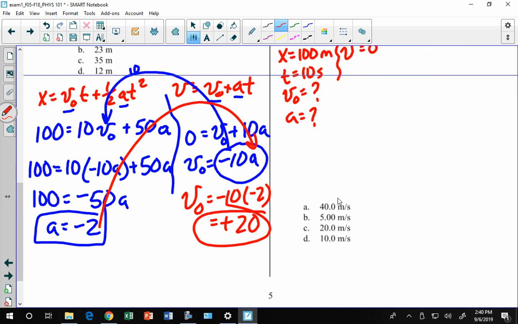Free response. Two questions, right? If it was this question, it would be what is V naught, what is A? So it's sort of a freebie, because the two answers are dependent upon one another.